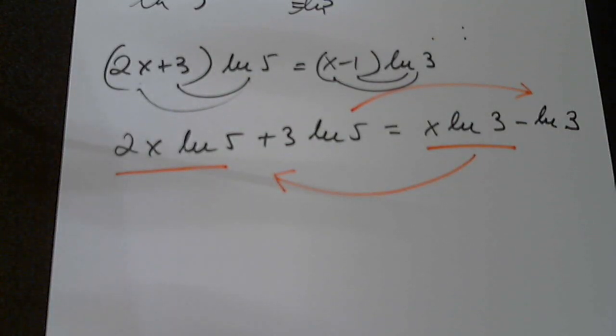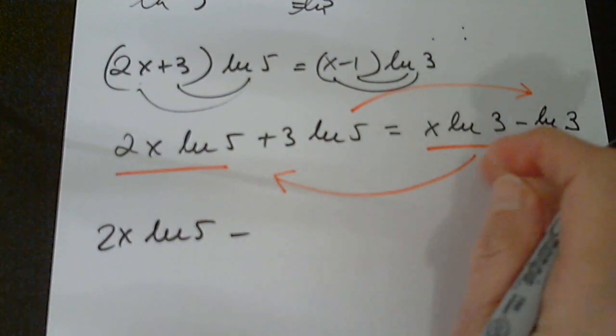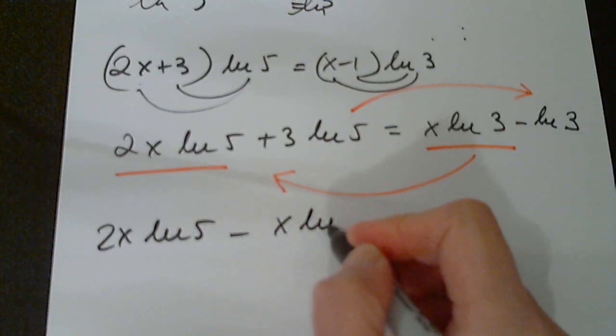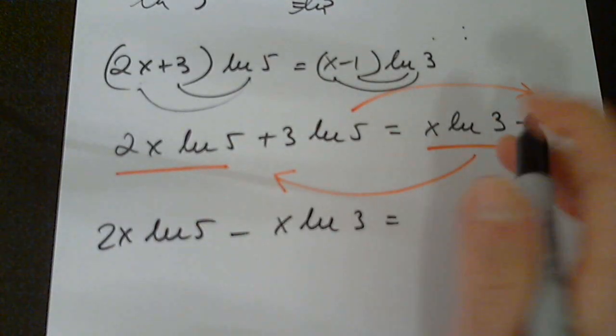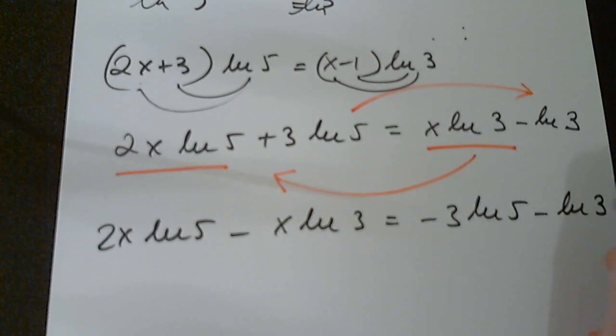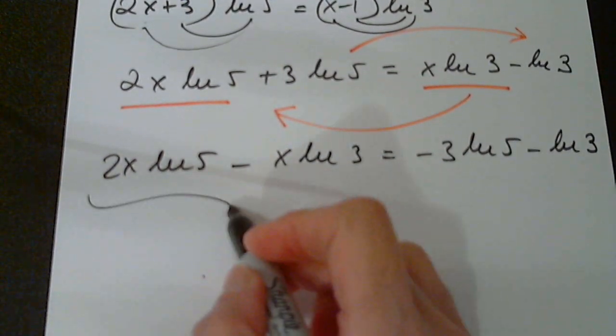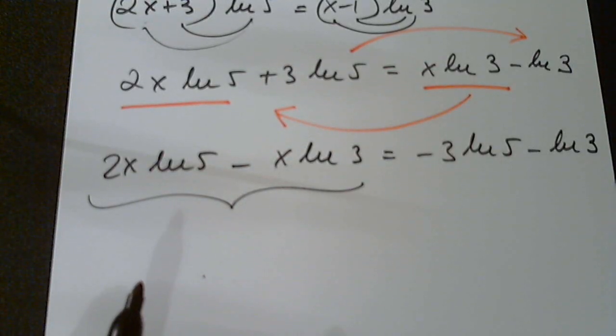So I have 2x natural log 5, but minus x natural log 3 equals negative 3 natural log 5 minus natural log 3. These are not like terms, but I still have to solve for x. What should I do to these two terms in order to solve for x?